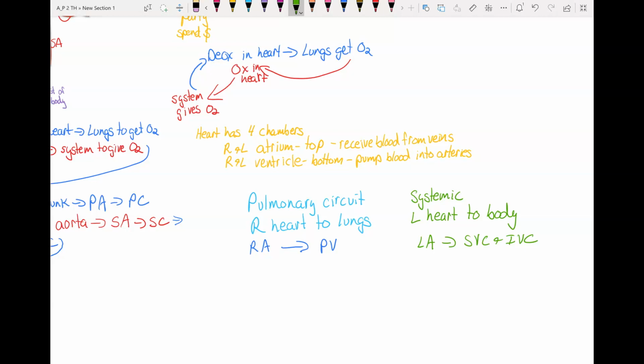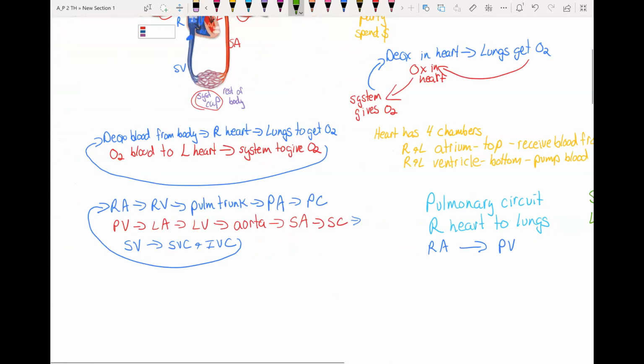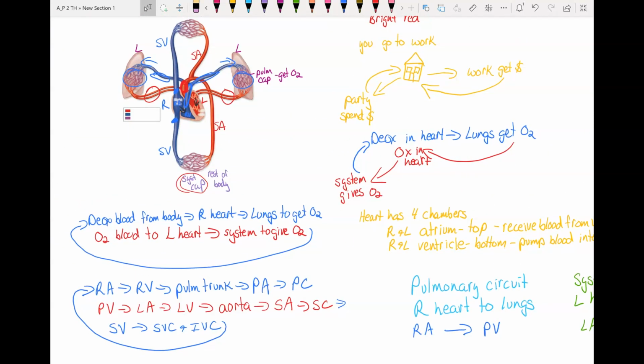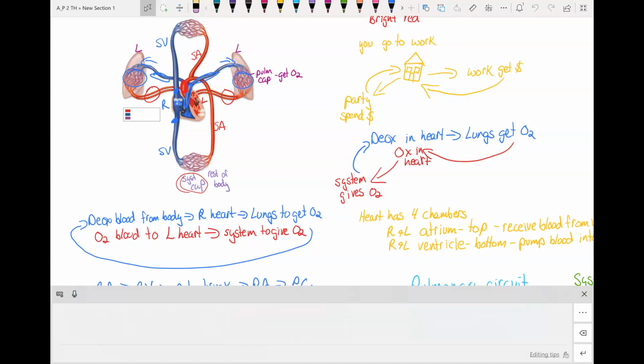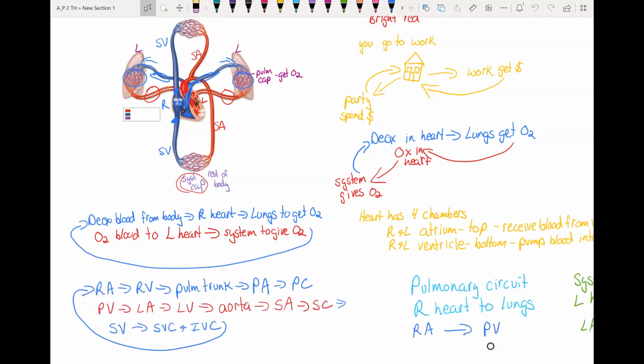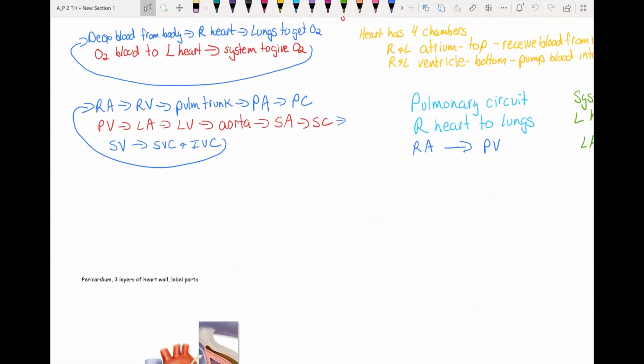Okay, and again, follow along with your book. It gives complete list of everything in these two circuits. Okay, one more thing we need to talk about now is valves. You have to make sure that blood always flows in the right direction. You don't want blood to back up. So you have valves to ensure one-way flow of blood. And these valves are found at the entrance and exit of each ventricle.